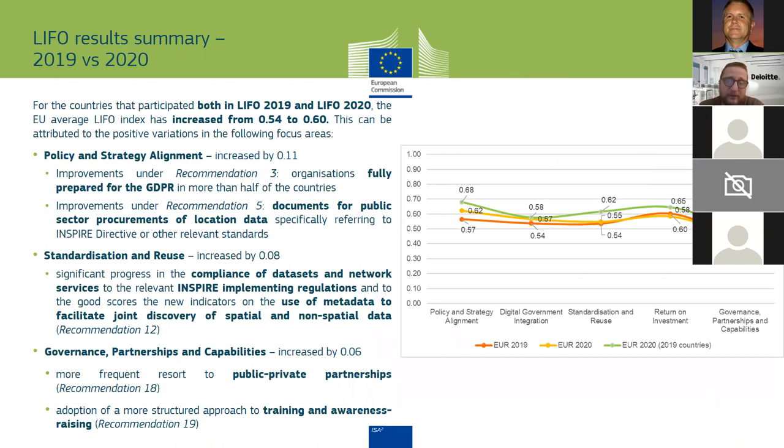Looking at the progress and the changes between the 2 years, we can see that we have different averages calculated for the full group of 23 participants and for the subset of countries who have participated in both years, to ensure full comparability of results. Looking at the subset of 10 countries, the EU average LIFO index has increased from 0.54 to 0.60.